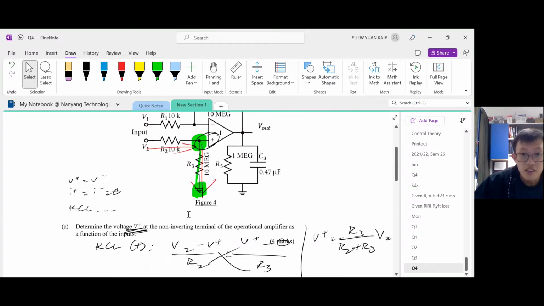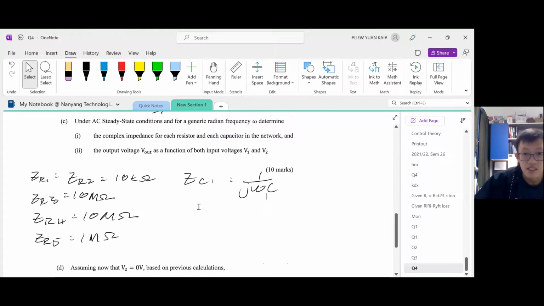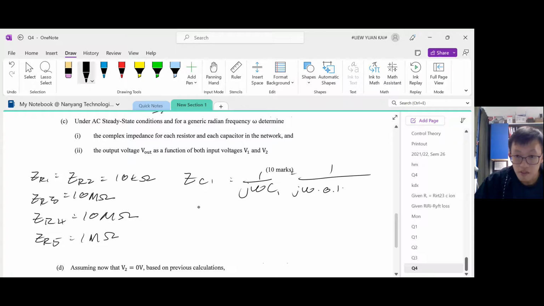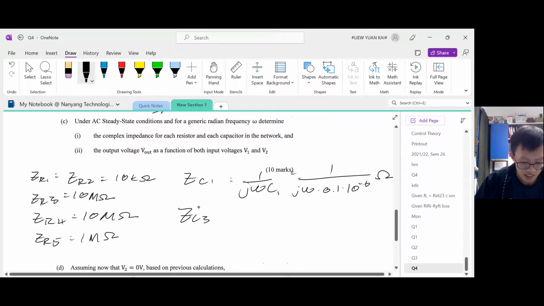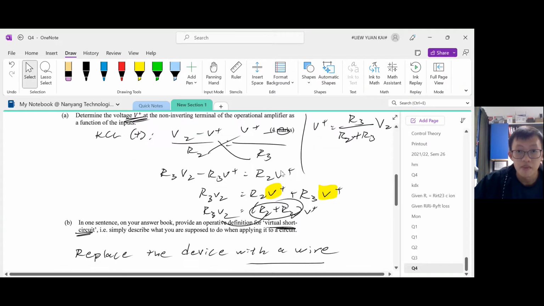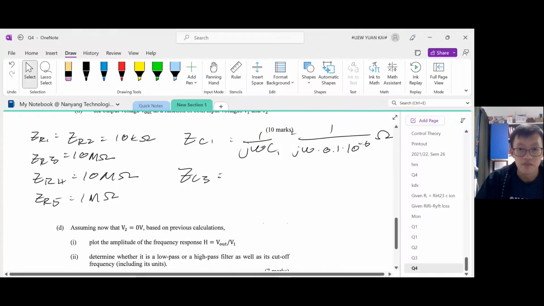is 1 over j omega C. Yeah, ZC1 is 1 over j omega C1, which is 1 over j omega 0.1 microfarads. You don't have to punch this in. You don't have to evaluate it. Just leave it as it is. And then ZC3, what is ZC3? Same thing, 1 over j omega C, just keep it like that. C is 0.47 times 10 to the power negative 6. Just leave it like that.